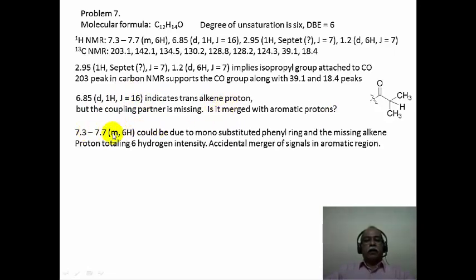So 7.3 to 7.5 could only be a monosubstituted aromatic ring with the missing alkene hydrogen, which is the coupling partner for this signal. There is an accidental merger of the signals in the aromatic region. So these two fragments are identified from the data that is presented here: a trans disubstituted double bond, where part of the double bond hydrogen is shown here and the other hydrogen is merged with the aromatic system here.